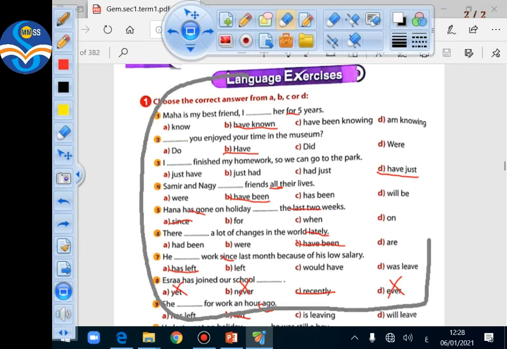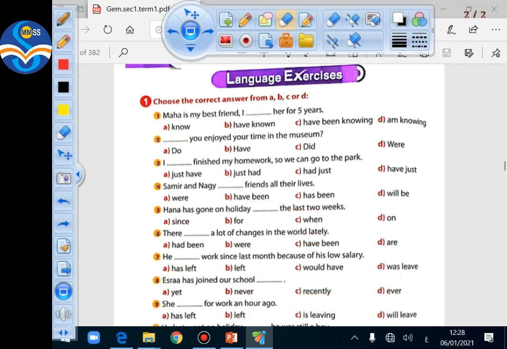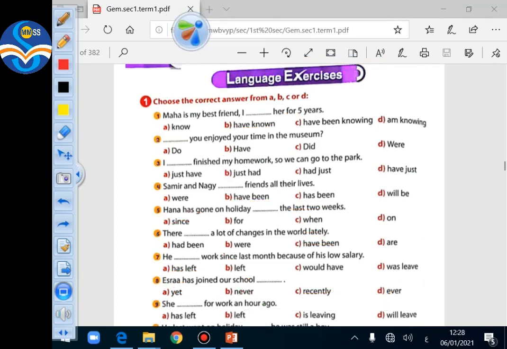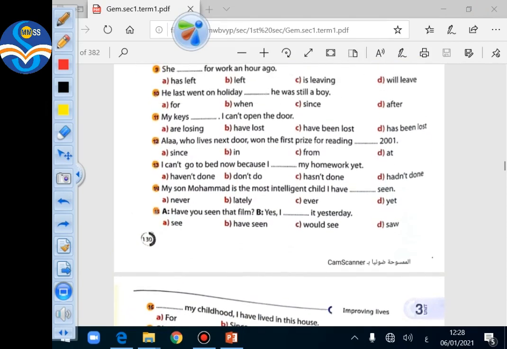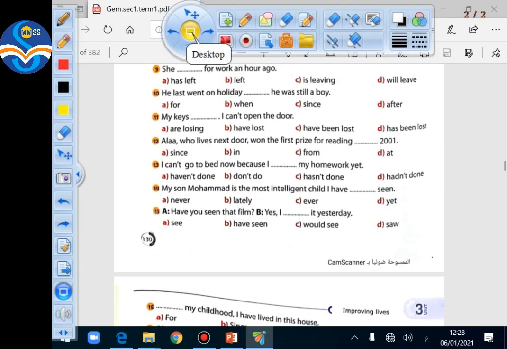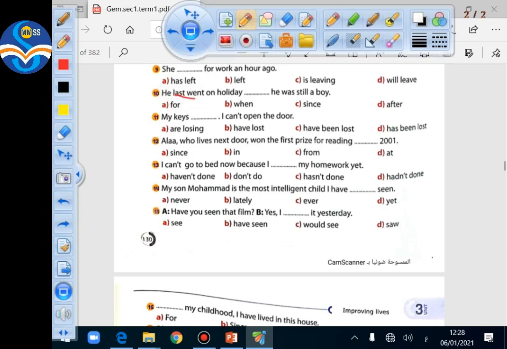Okay, hopefully this is going to be somehow clear. Now let's move to the next one. "After he last went on holiday, he was still a boy." This is past simple, so I should use "when". I cannot use "after" or "since" or "for" because they are not keywords of the past simple.